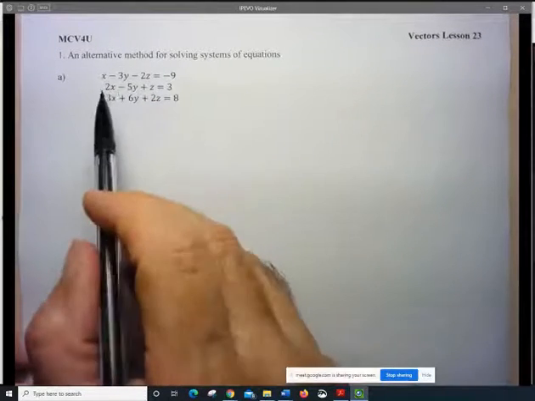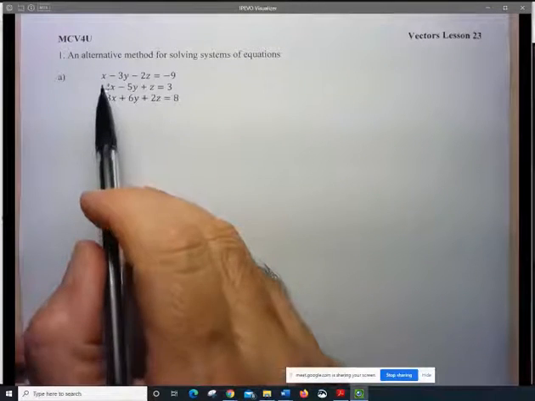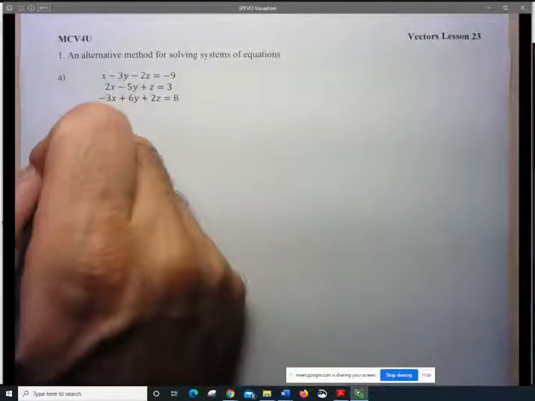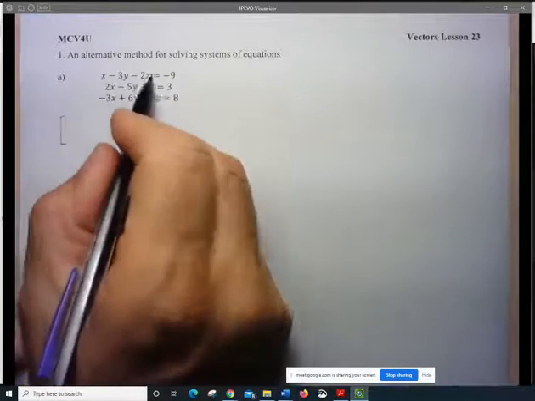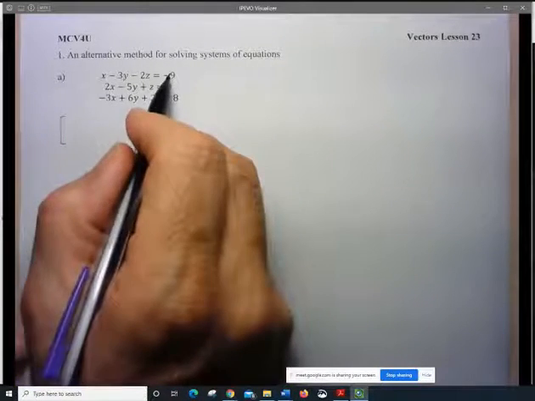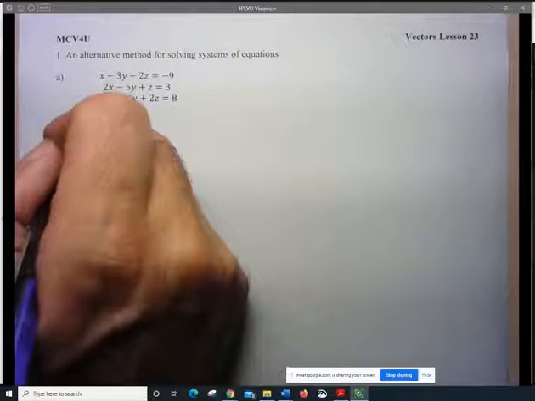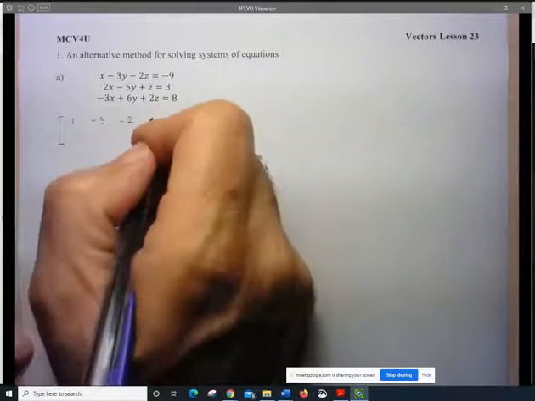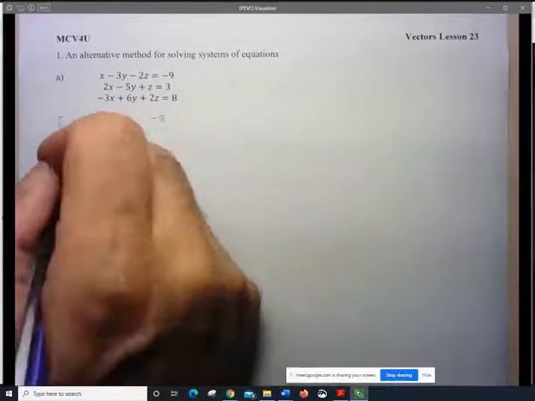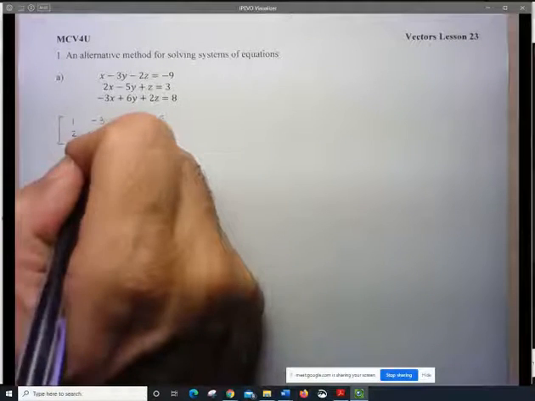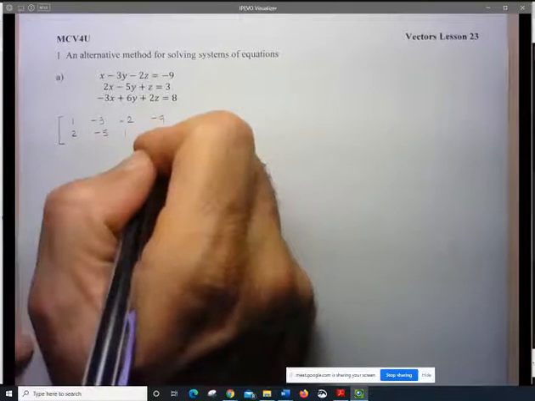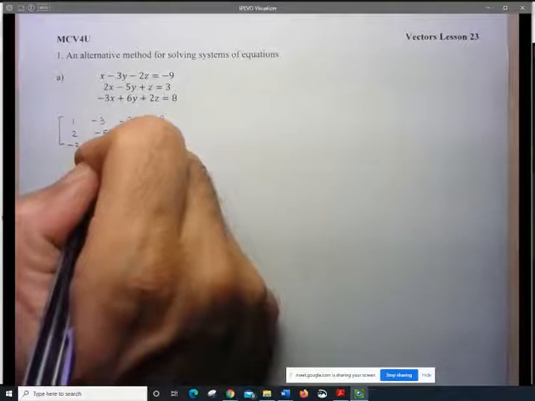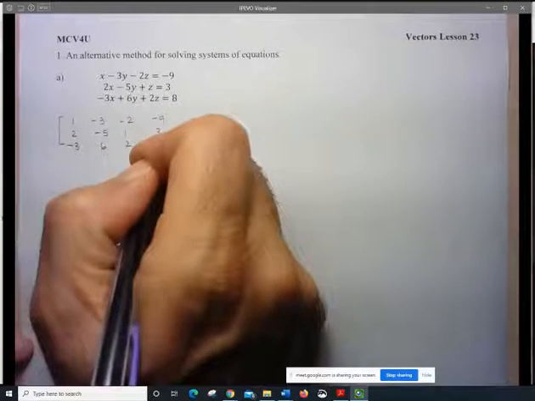Okay, because remember, we're not going to have the actual equation to look at. So we need to make sure that we're very consistent in how we write this. So let's write it out. Remember, the first row is going to represent the first equation. But I'm not going to be writing out the x, y, and z. I'm just going to be using the coefficients. So 1, -3, -2, and then I've got my -9. My second row is going to represent the second equation, 2, -5, 1, and then 3. And then the third row is going to represent my third equation, -3, 6, 2, and 8.